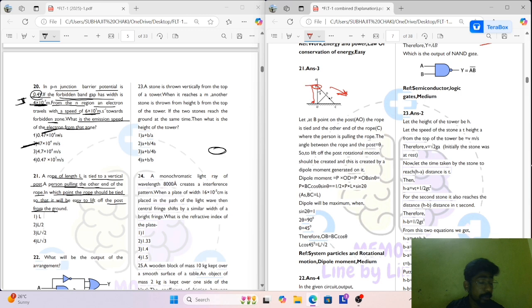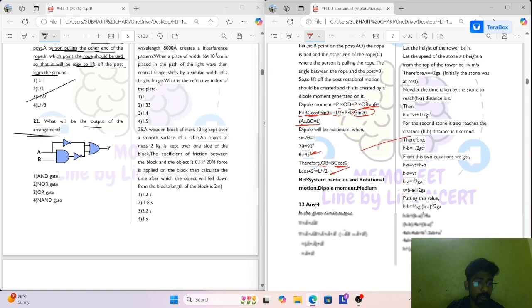What will be the output of the arrangement? Use De Morgan to solve this. In the given circuit you can say Y equals A bar and AB bar for these two gates. So use De Morgan on A bar plus AB bar. AB bar is equal to A bar plus B bar.